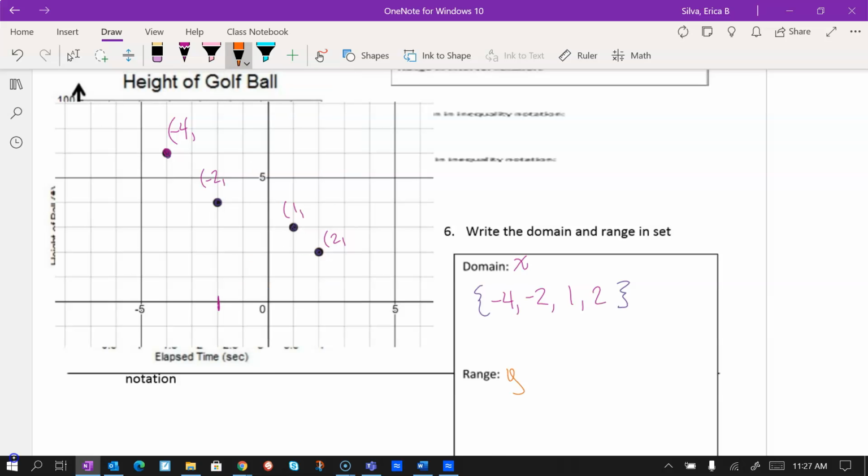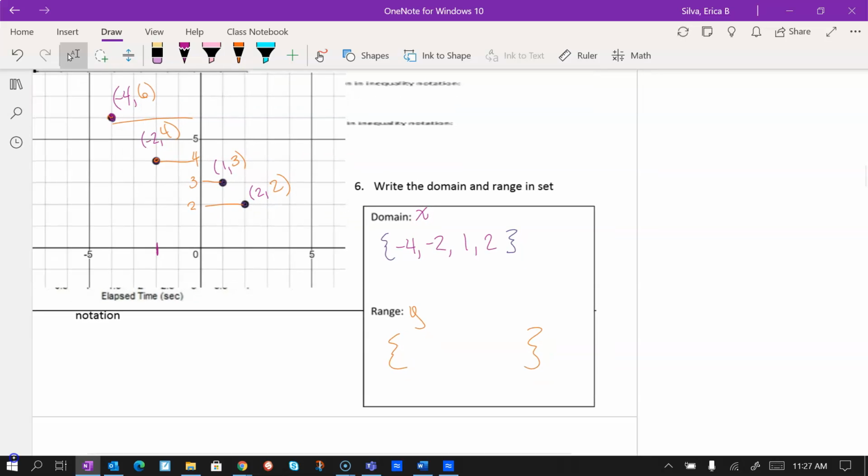Now for the range, we're going to look at our y values. Look at the lowest one. We've got 2. This one has a y value of 3. This point has a y value of 4. And this point has a y value of 6. So the y values, or the range in this function, are 2, 3, 4, and 6.